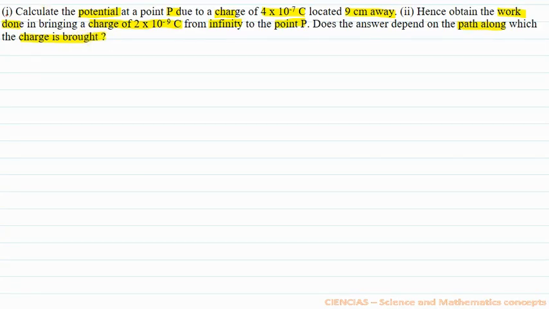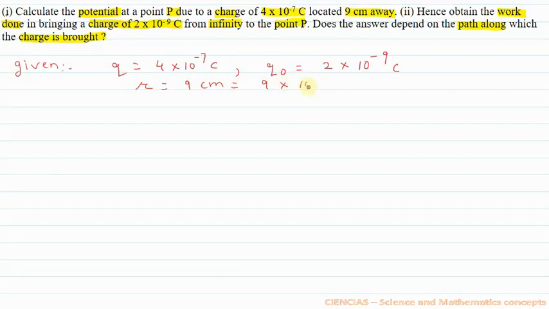So first of all, we see what the question has given us. Given charge is equal to 4 × 10^-7 coulomb, and the charge which is moved we denote by Q0 because it is a test charge. So this is 2 × 10^-9 coulomb, and the distance from the charge is equal to 9 centimeter, which we take in SI units, that is 9 × 10^-2 meter.